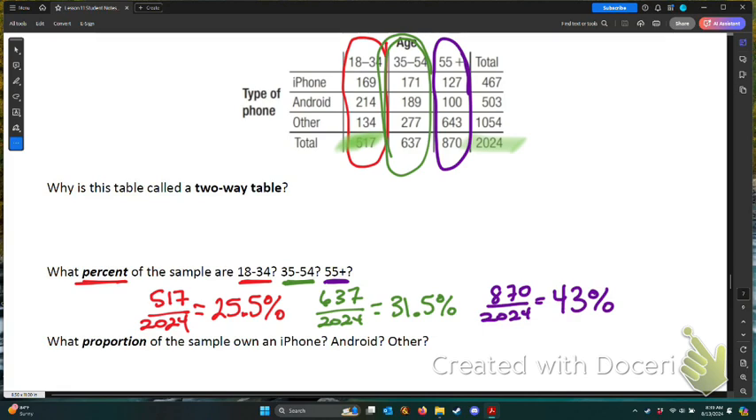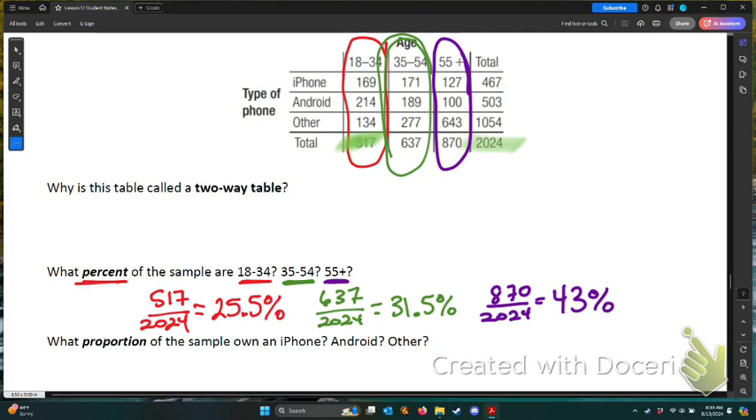Perfect. All right, now we're going to do what proportion of the sample own an iPhone, an Android, and other. I know that yesterday when we talked about proportion, we said it's a fraction, a decimal, or a percent. Generally speaking, though, in stats, if we want it in a percentage, we'll specifically ask for it in a percentage. If we say proportion, we generally mean a decimal. That's just the language that we use, so we're going to try to get used to that.